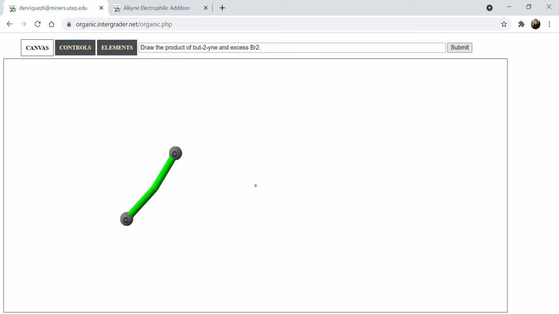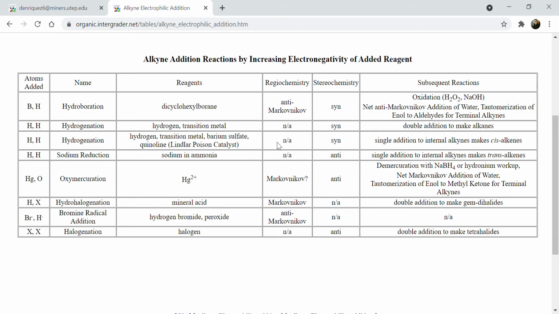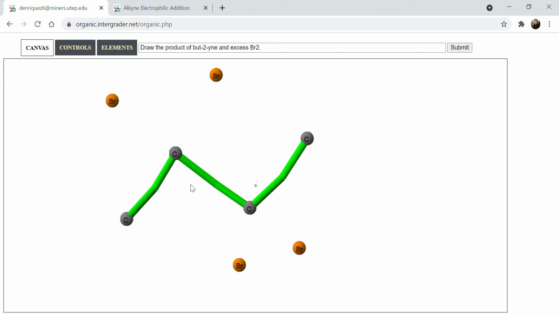Okay, butene, excess amounts of Br. And then if we go here, we're only reacting with halogens. So we're actually going to make a double addition to make tetrahalides. I'm not going to add any double bonds because those are going to be broken anyway to connect these two. But I placed them here strategically because this is where I'm going to be placing them.